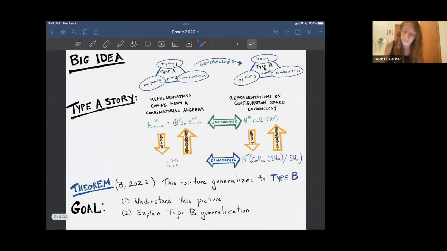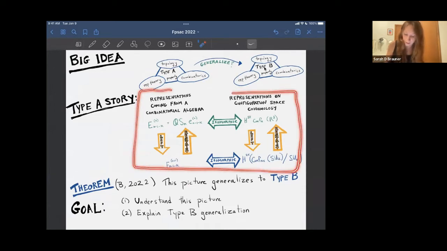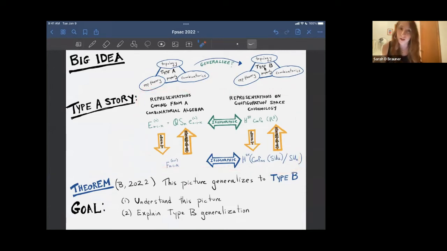So the big idea of this talk is that I want to take some type A story that brings together combinatorics, topology, and representation theory, and I want to generalize that story to type B. Okay, so this is the precise type A story right here. I don't expect you right now to understand what this picture is saying, but the goal of my talk is to explain this picture and then to tell you about my contribution, which is to generalize that picture to type B.